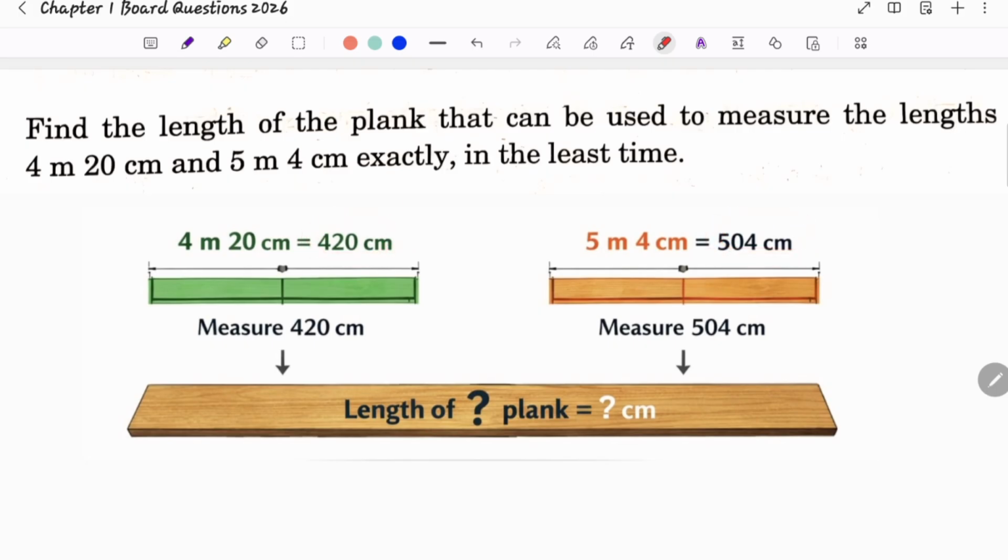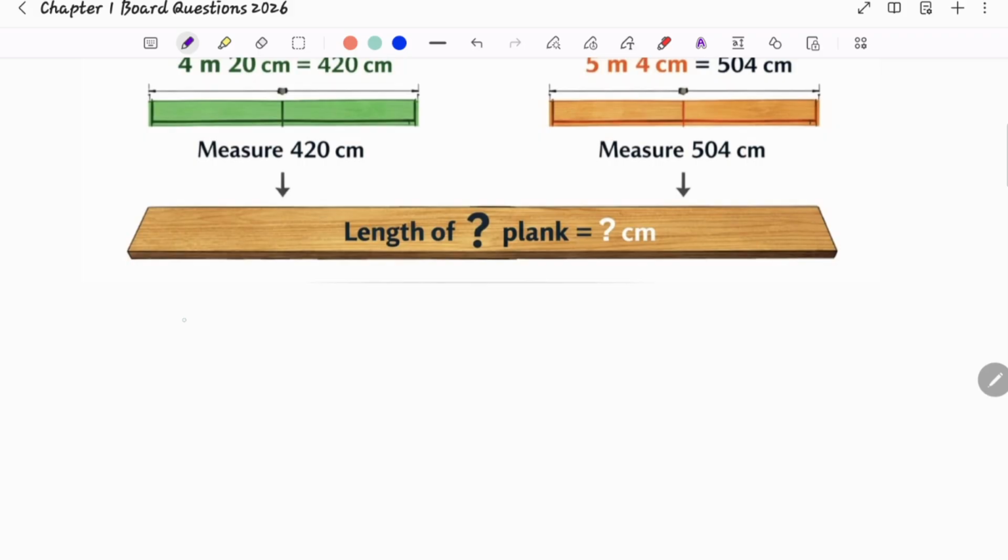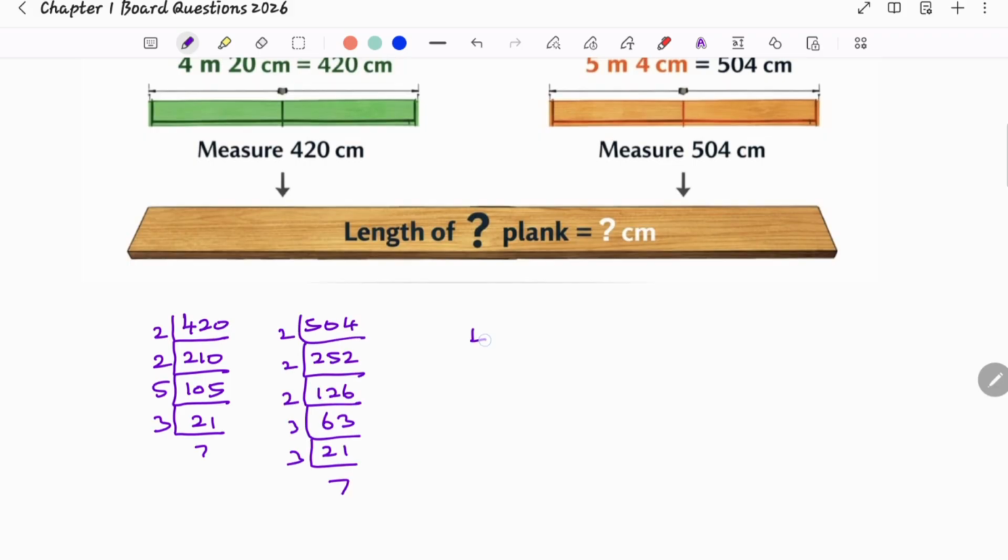Okay, so to find the HCF, first find the prime factors of these two numbers. So first number 420, next number is 504. So write the prime factors of these two numbers. So 420 prime factors: 2 square into 3 into 5 into 7. Next number 504. 504 prime factors are 2 cube into 3 square into 7. Now find the HCF of these two numbers.